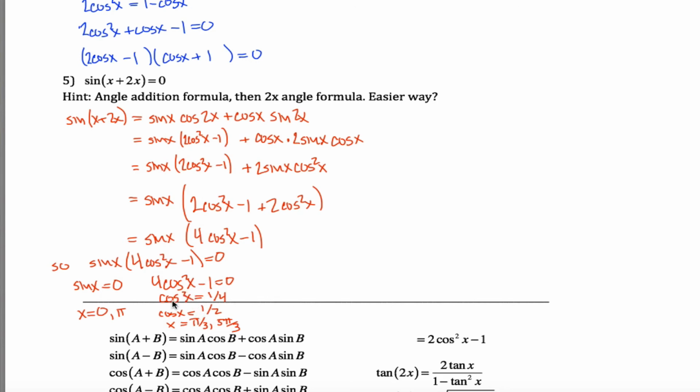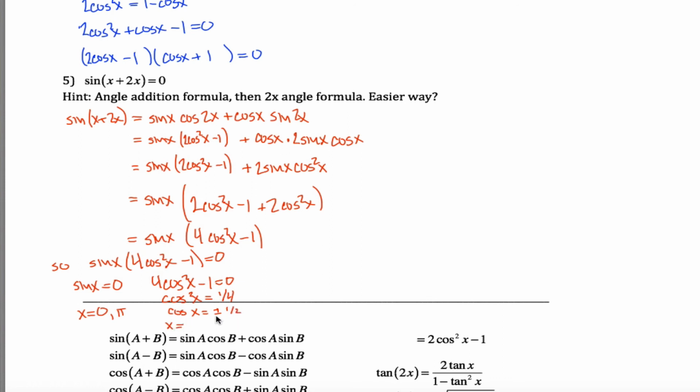Damn. Up here, cosine squared x equals 1/4. Take the square root of both sides. When you take the square root of both sides of an equation, you got to put in a plus or minus. So maybe I'll go back a little bit. Okay, so 4 cosine squared x minus 1 equals 0. Add 1 to both sides of the equation, then divide both sides of the equation by 4. And you get cosine squared x equals 1/4. And then take the square root of both sides of the equation. You get cosine of x equals plus or minus the square root of 1/4, which is 1/2.